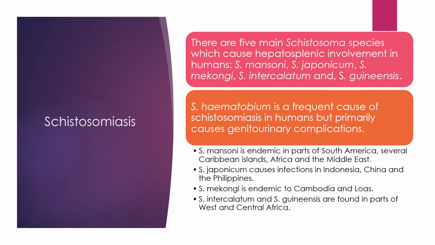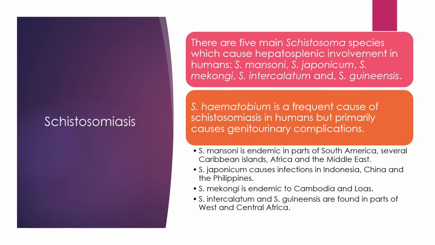So in terms of locations, Mansoni is commonly found in South America, Caribbean, Africa, and Middle East. Japonicum is described in Indonesia, China, and the Philippines. Mekongi is endemic to Cambodia and Laos. Intercalatum and Guineensis are seen in West and Central Africa. So life cycle, it is complicated.